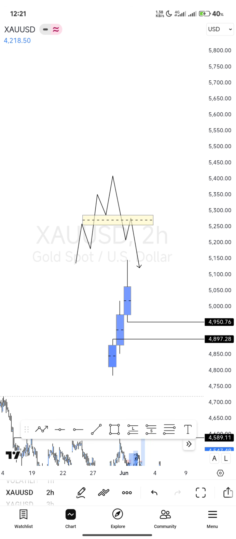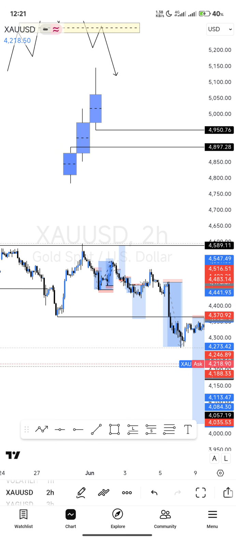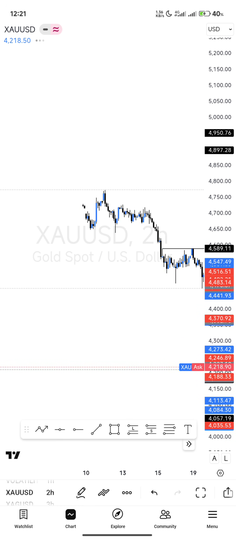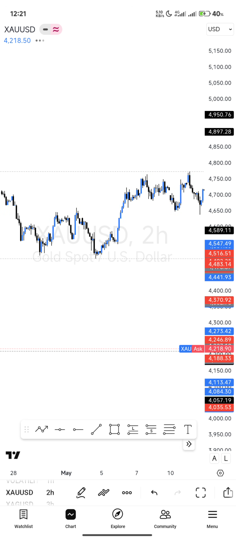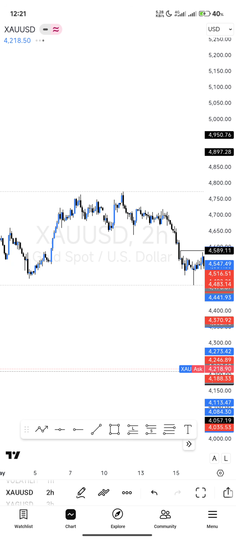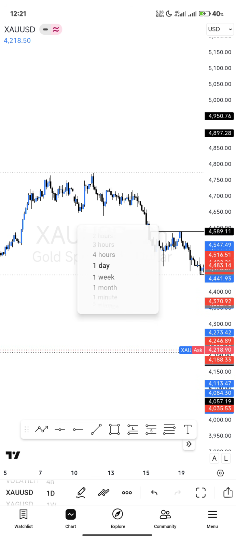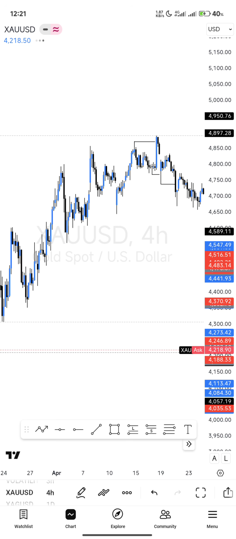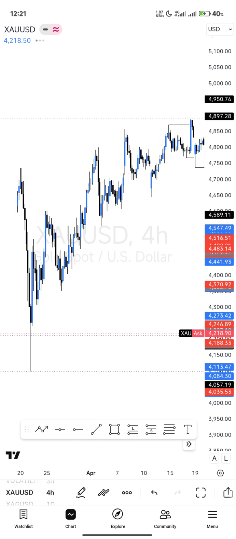So let's look at real market examples. Let's see some real market examples where we saw price create these fair value gaps. So let me take this to the 4-hour time frame. You find this a lot on the 4-hour time frame.